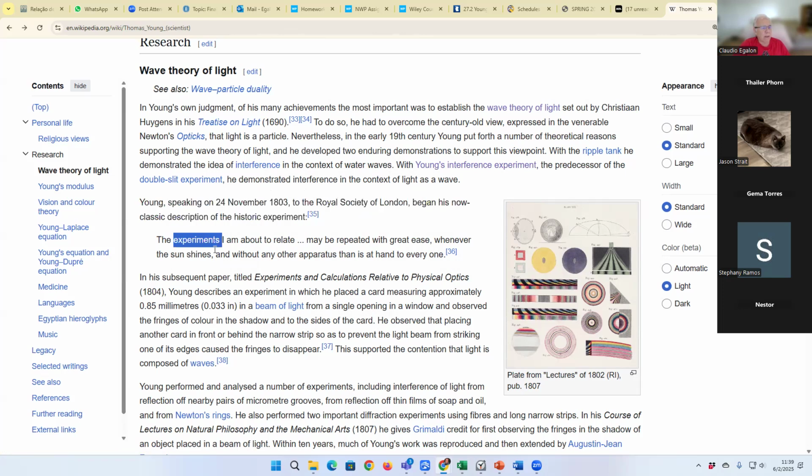The experiments I am about to relate may be repeated with great ease. Very important. Repeatability. Okay, if Thomas Young had done the experiment and someone else independent of him were not able to repeat his experiment, we wouldn't be talking about his contributions today. Okay, and very important: may be repeated with great ease.